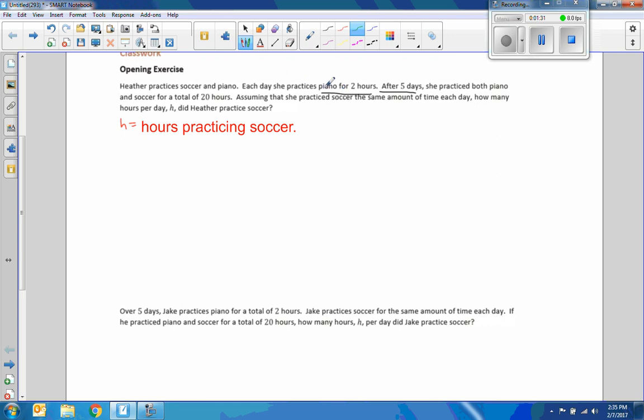Okay, so each day she practices piano for 2 hours. And we're talking about after 5 days. This is the key to the problem. We're talking about 5 days and doing the same thing every day 5 times. And practicing piano for 2 hours never changed, so we know that it's 2. So I'm just trying to piece all this together. And H is the hours practicing soccer, and it says that she practices soccer the same amount each day. So I'm just going to put H here for hours playing soccer.